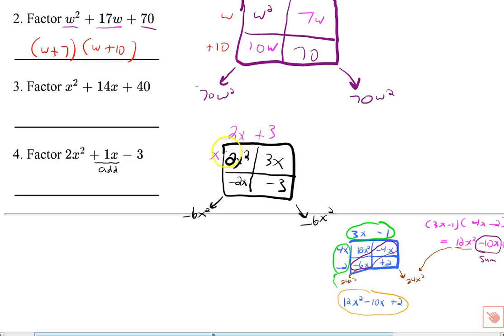If I put a 3 here, x times 3 is 3x. And 2x times negative 1 would be minus 2x. And then you can check, negative 1 times 3 is negative 3. So finally I'm done. My factored form is going to be 2x plus 3 times x minus 1. And those are factored. We went from a sum of 3 terms to a product.